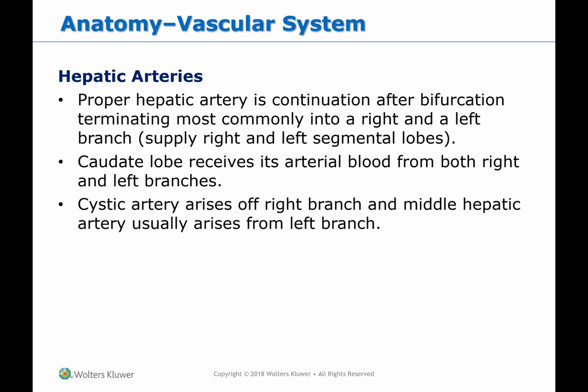The caudate lobe receives arterial blood from both the right and left branches, and the cystic artery arises off the right branch, and the middle hepatic artery usually arises from the left branch.